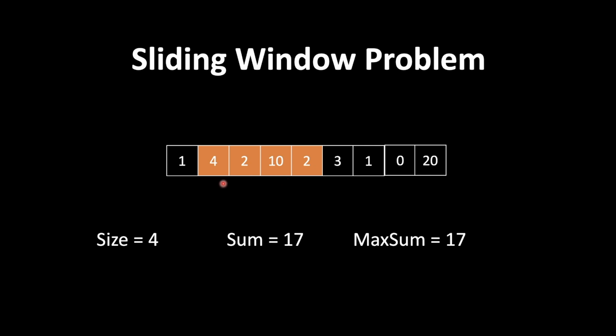This is the way we slide, and in the whole process, our size remains constant, that is 4, but we have lost a 1 here and got a 2 here. So in total, we got 1.